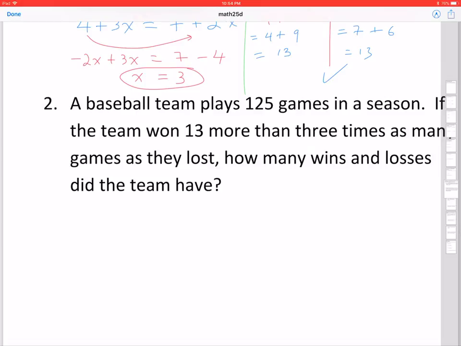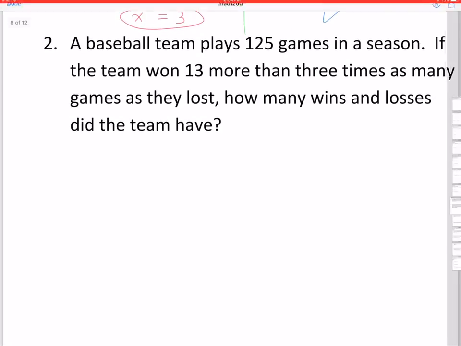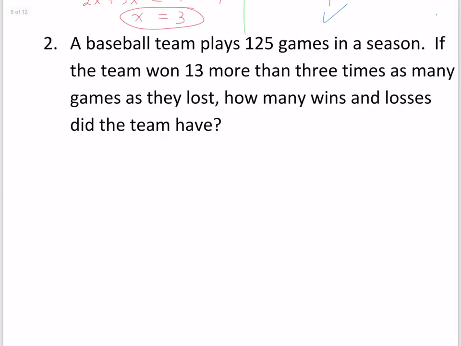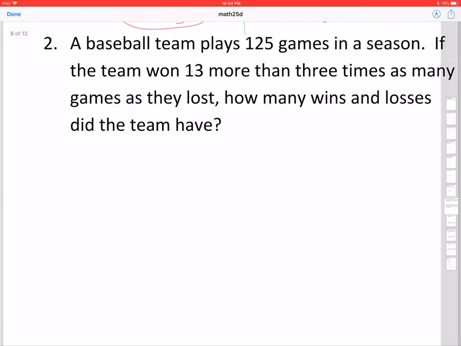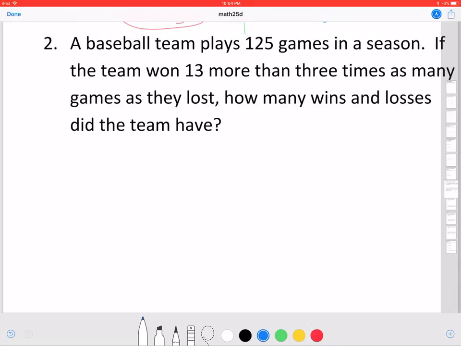Okay, number 2. All right, you can read that on your own. Okay, it's dealing with wins and losses for a baseball team. All right. And one thing you do need to be careful about is this phrase right here. The team won 13 more than 3 times as many games as they lost. Okay, hope you realize that this means they won more games than they lost, right? By how much? Well, there's a relationship. 13 more than 3 times the loss.